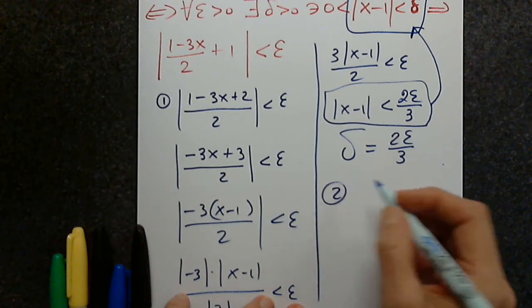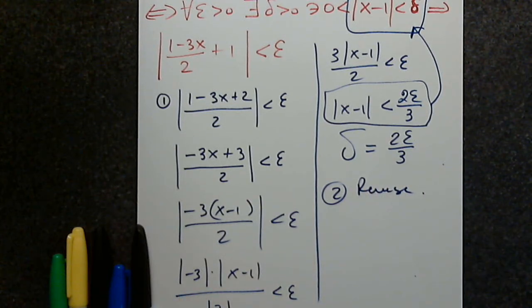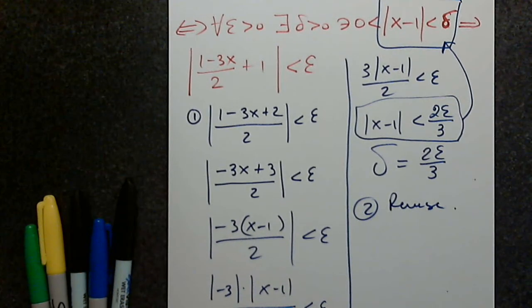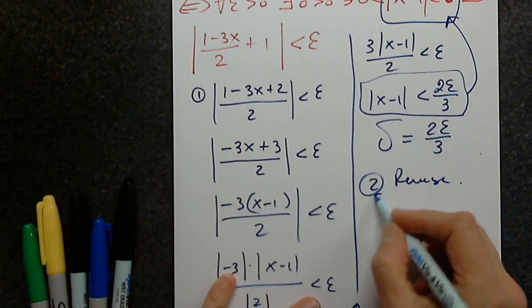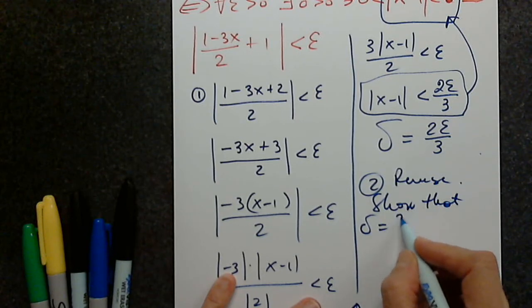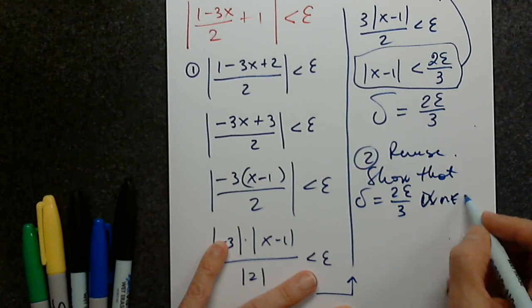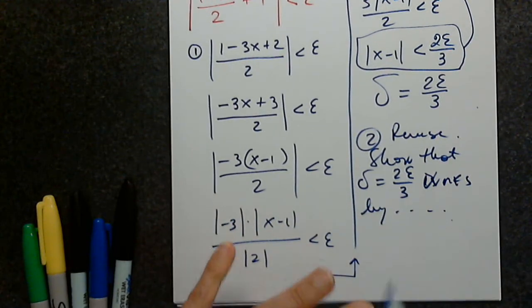And in step 2, you know the drill, reverse. Everything has to be positive. When we do step 2, can we just write reverse? And then just say show, by following, that delta equals 2 epsilon over 3 works by reversing the steps from above. I'm fine with that. Any questions?